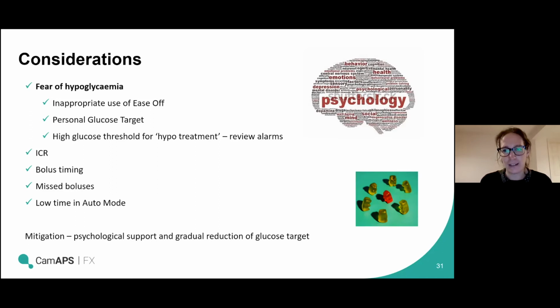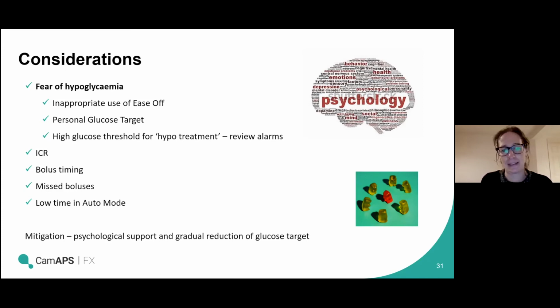I think this is a really challenging psychology to manage and get round, but slowly and steadily getting people's confidence in a closed loop system and bringing things down gradually, knowing that the risk of hypos is low with this sort of system. But you can't spend too much time talking about it, because it's really important to recognize this and then think about how it can be managed.